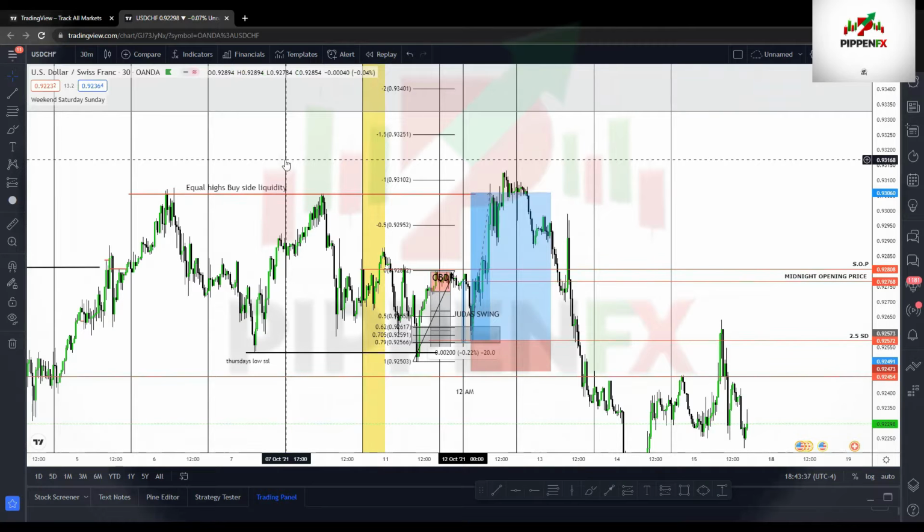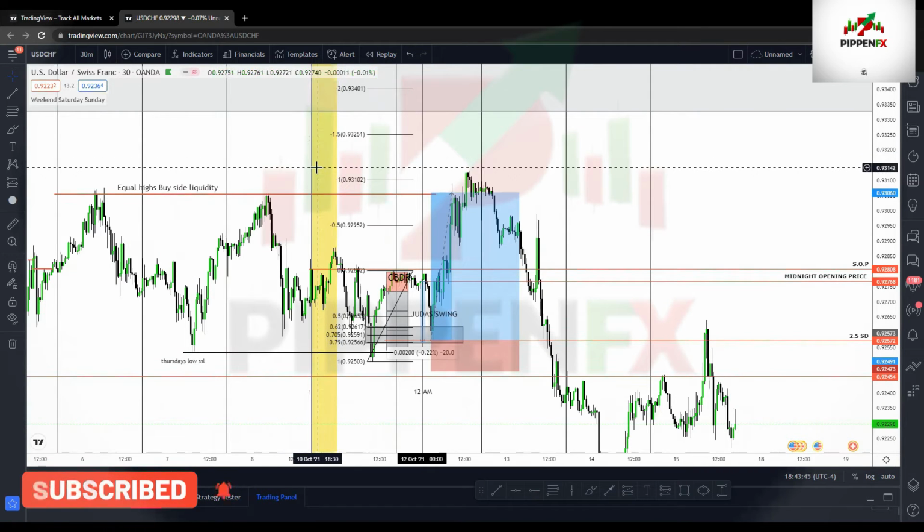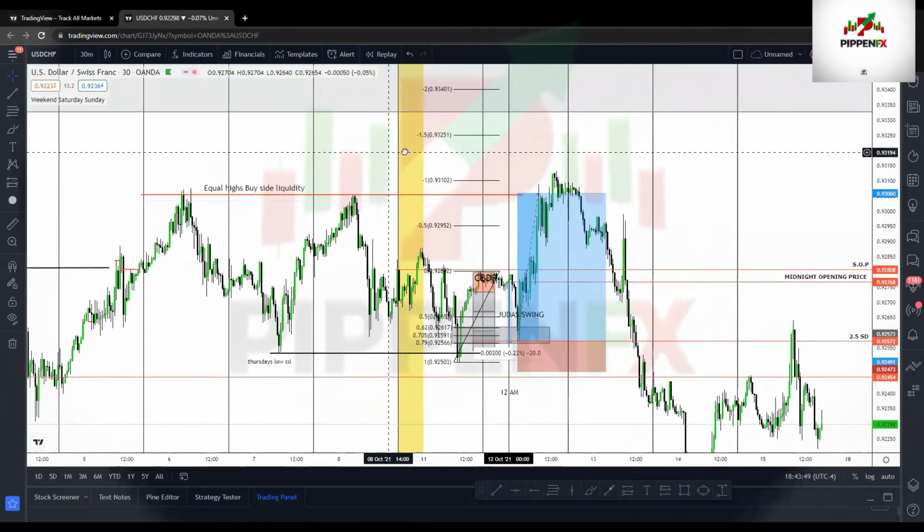Today's lesson is going to be on USDCHF, but we're going over a trade I took earlier in the week using the central bank dealers range and a few other concepts as well. Absolutely nailed the low of the day.